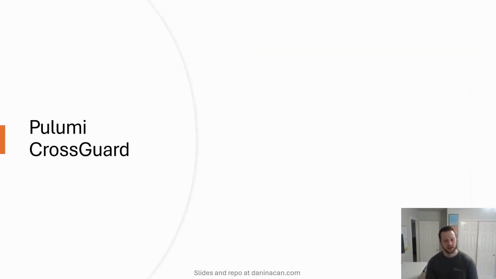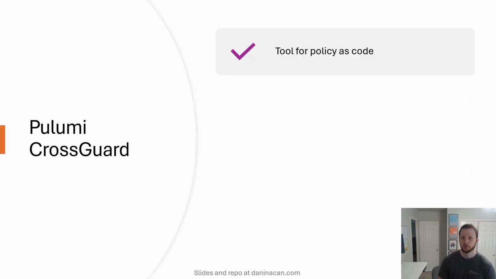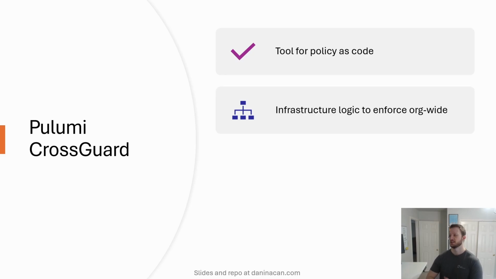Pulumi CrossGuard is an offering from Pulumi that's free. It's a tool for what's called policy as code. So that's logic in your infrastructure to enforce across your whole company. For instance, we'll see an example in the next slide that says you are not allowed to use any IoT services. So if a team writes Pulumi code and that ends up trying to create any IoT service, it kicks them out. It does not let them deploy it.